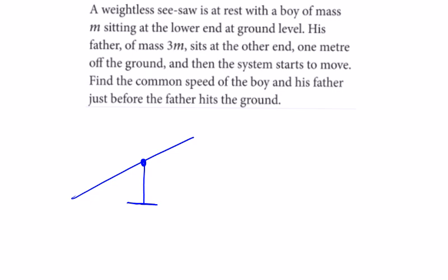So I have a boy here at ground level, and then obviously it's going to go down and end up at ground level over here. So the height at this point will be 0. So we definitely have potential energy and kinetic energy going on here. There's a boy here. He has a mass of m. His dad is up here. He's 3 times heavier. He is 3m. And that's the only information we're given.